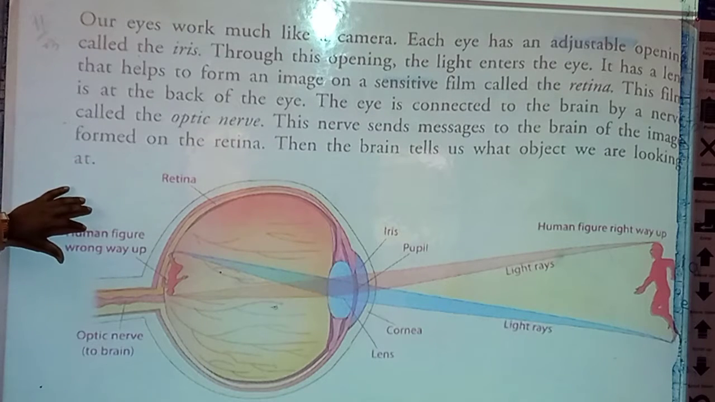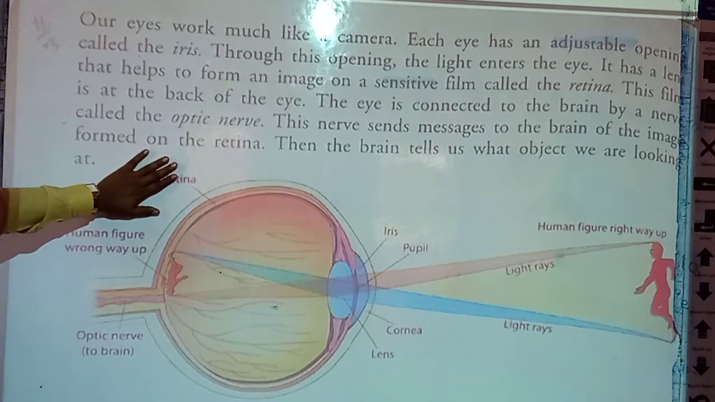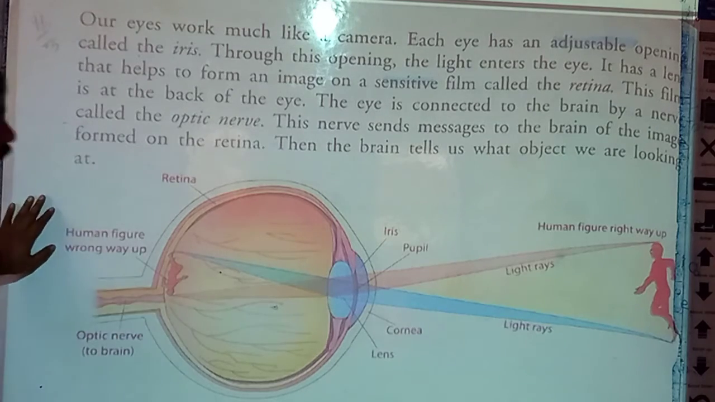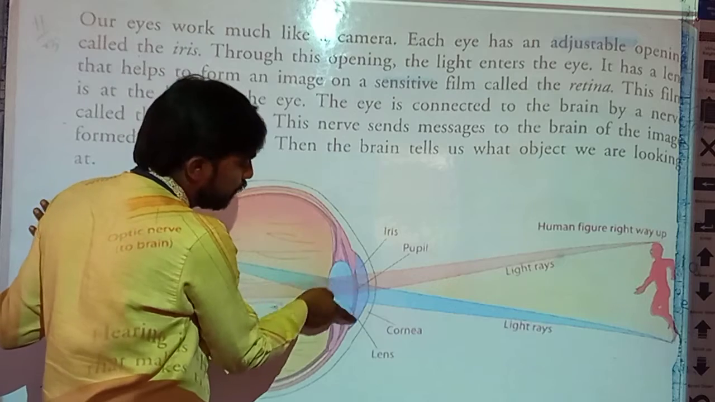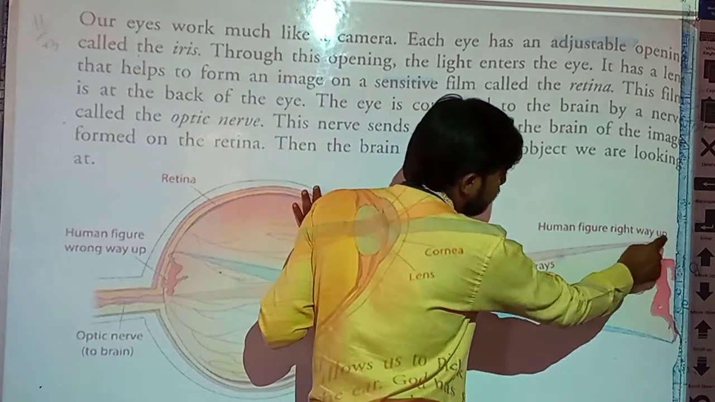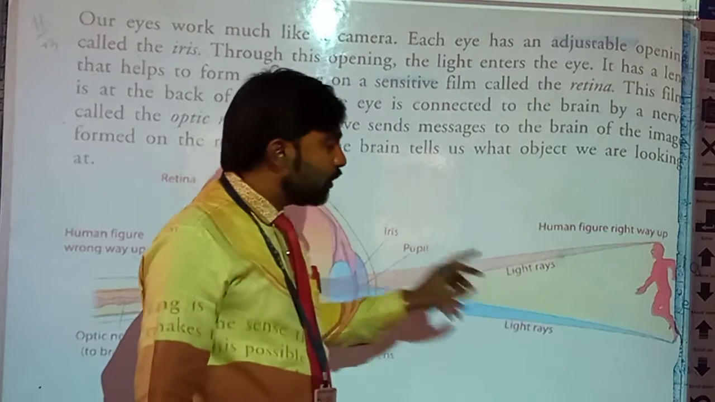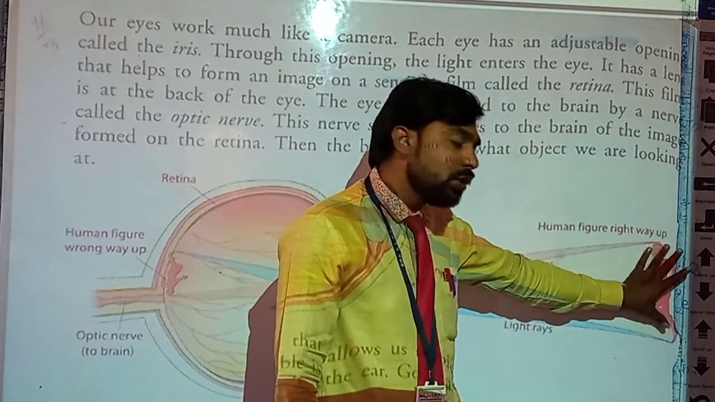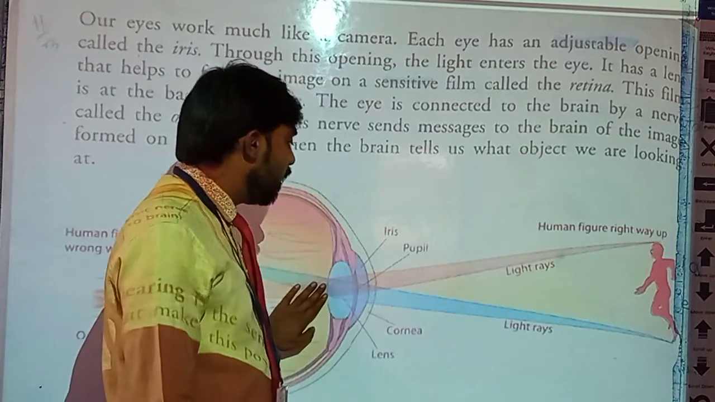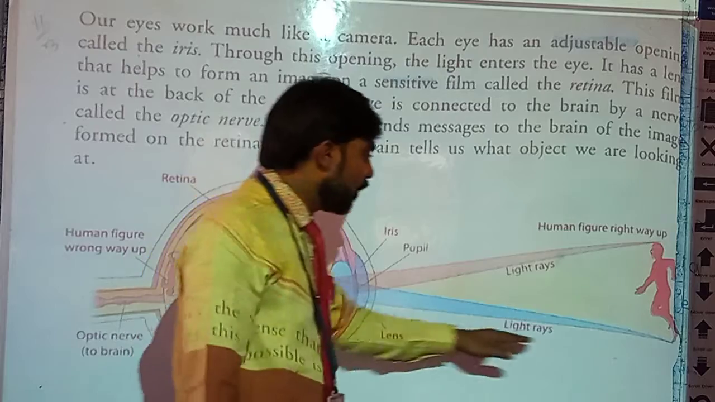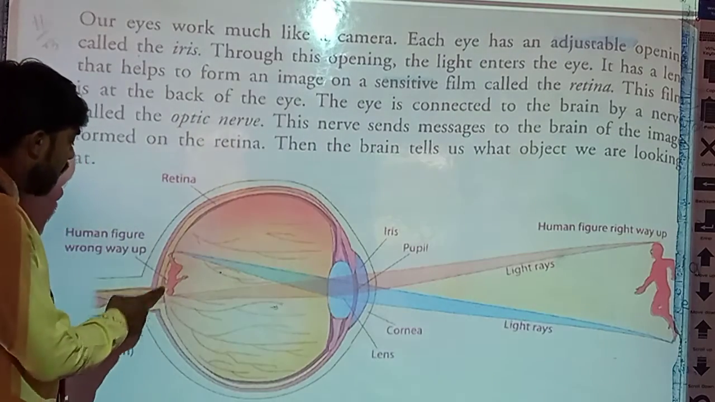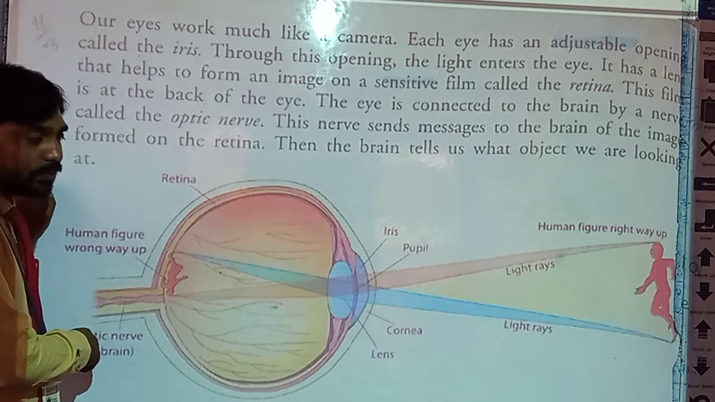Human figure, okay? Retina, this is optic nerve to brain. This is iris, pupil is given there. Human figure right way up. Now here one human is there and he stood right way up. So light rays come in, enter our iris. Now it creates an image and that image is wrong way up.